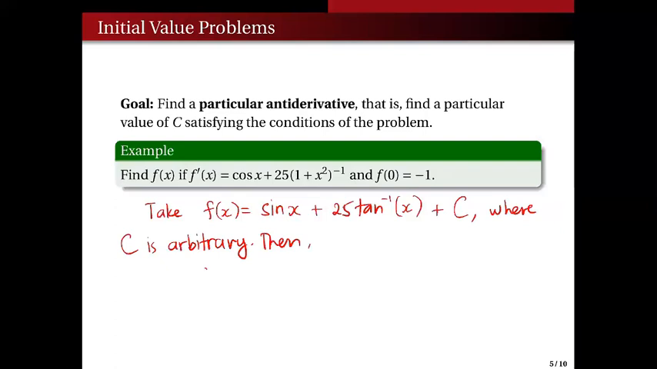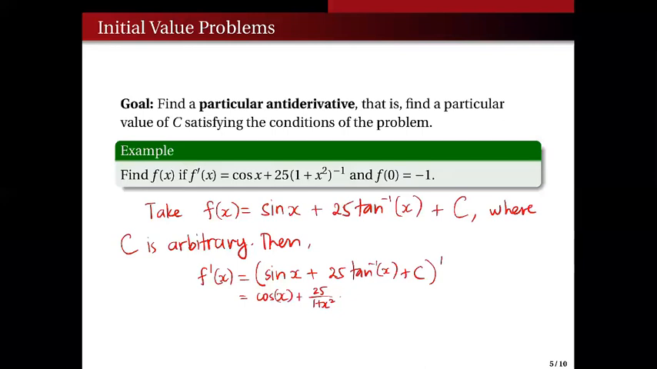Then we get the derivative of f of x. So this is just the derivative of sine x plus 25 tangent inverse of x plus c. And this is exactly cosine x plus 25 over 1 plus x squared. So at least this part here is satisfied. So the first condition is satisfied, meaning we are on the right track of finding the small f of x.